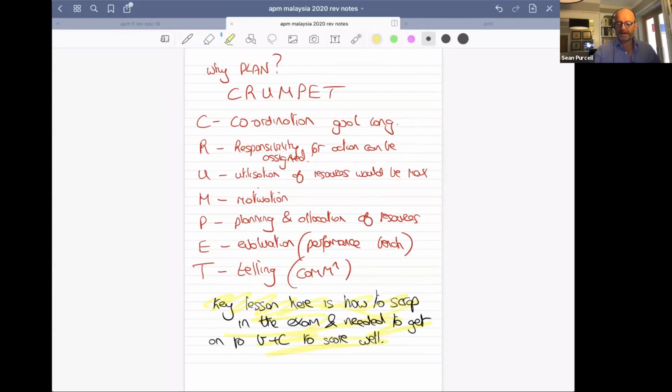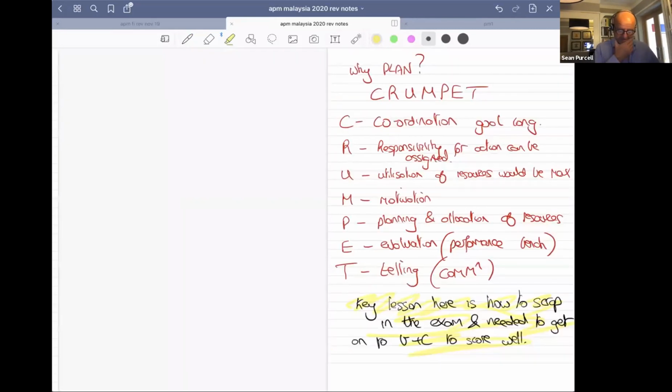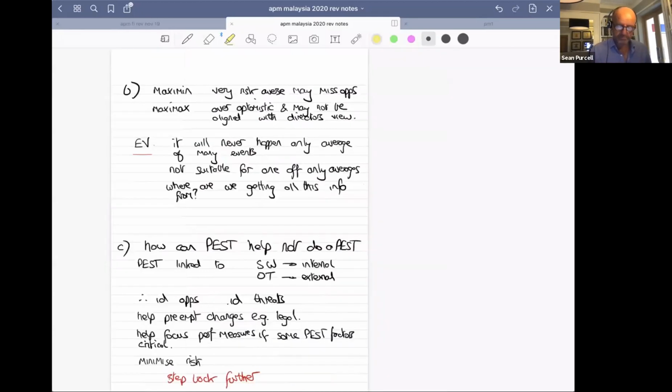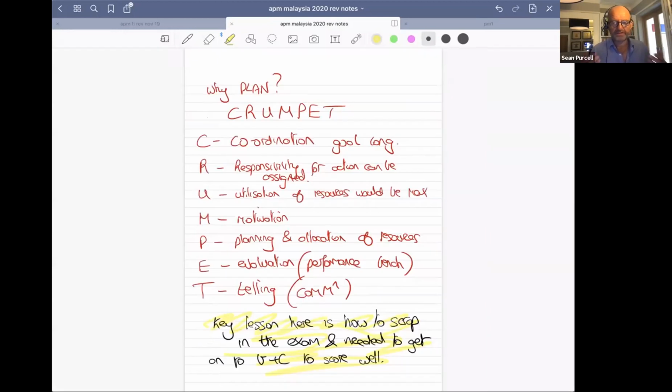How to get maximum marks, because I'm thinking, oh okay, I've got 2, what else can I say? Oh my goodness, what else can I say? Well, I've got 2 out of 6. Let's try and get 300% more marks by getting 6 out of 6. I step back one further and I think about Crumpet. Crumpet is just a mnemonic to help organize my answer. It's not something I'm going to write down. It's a catalyst to structure my thoughts.